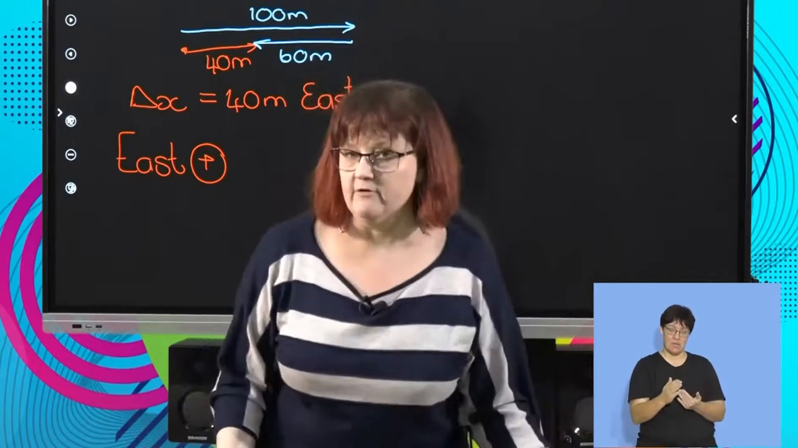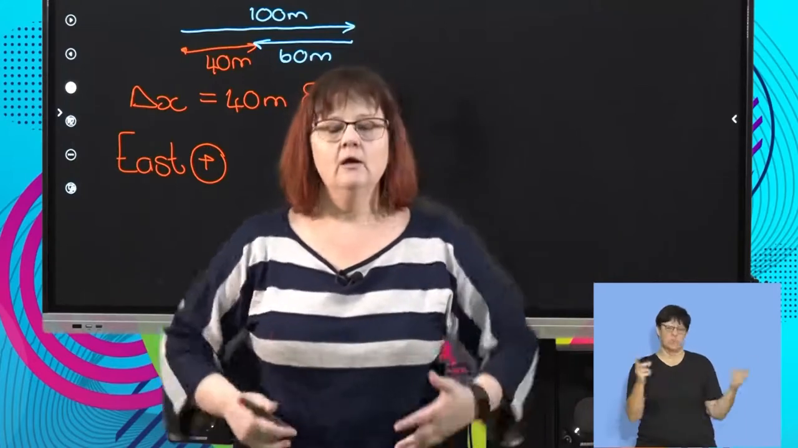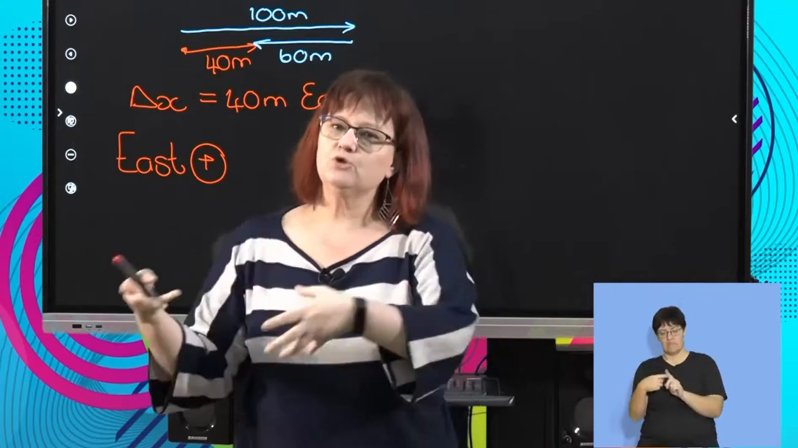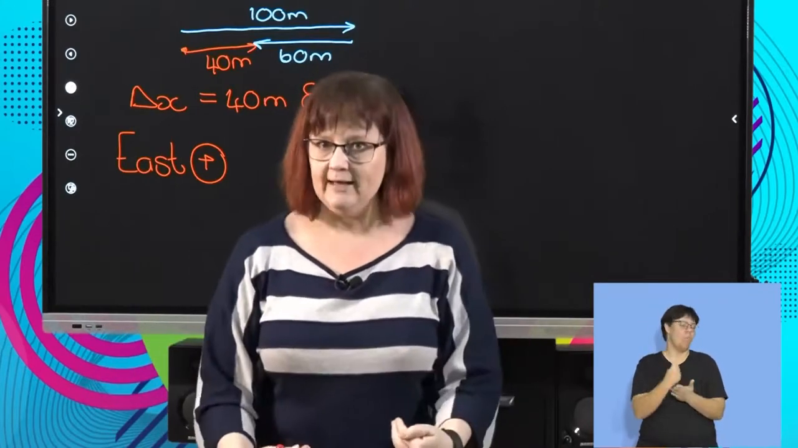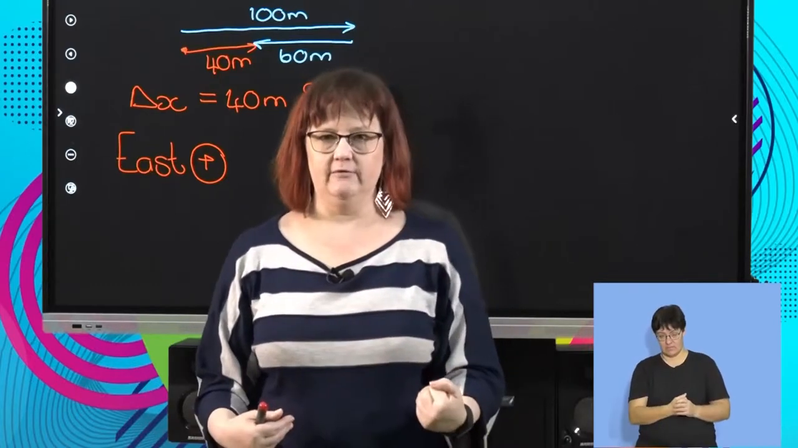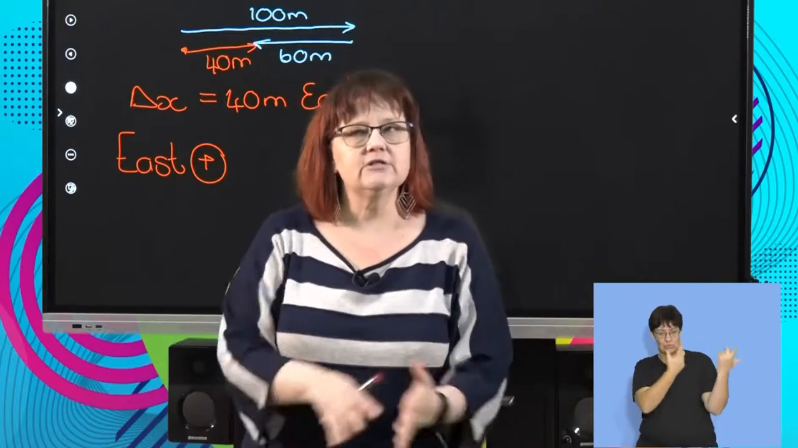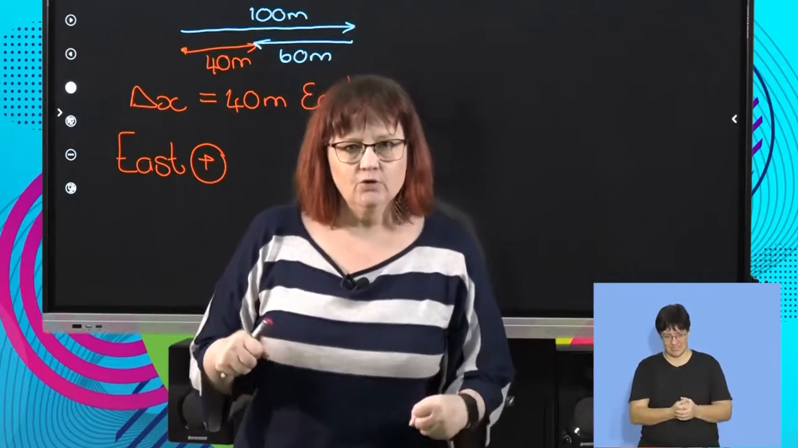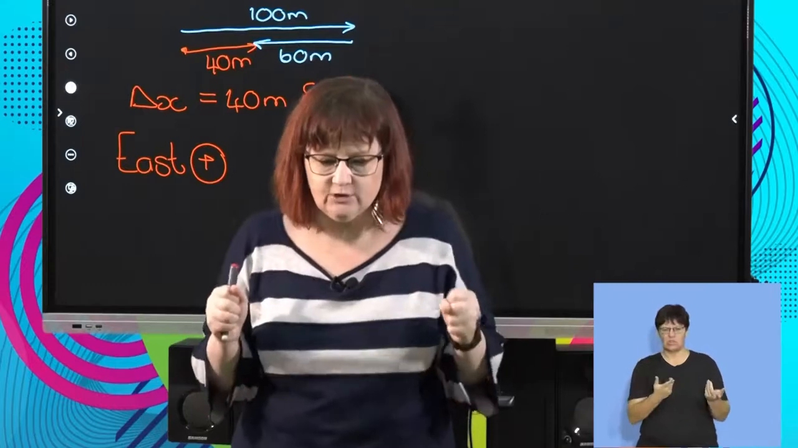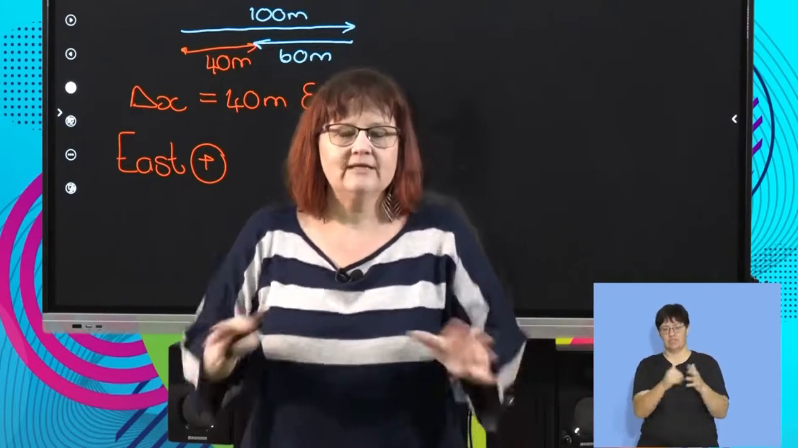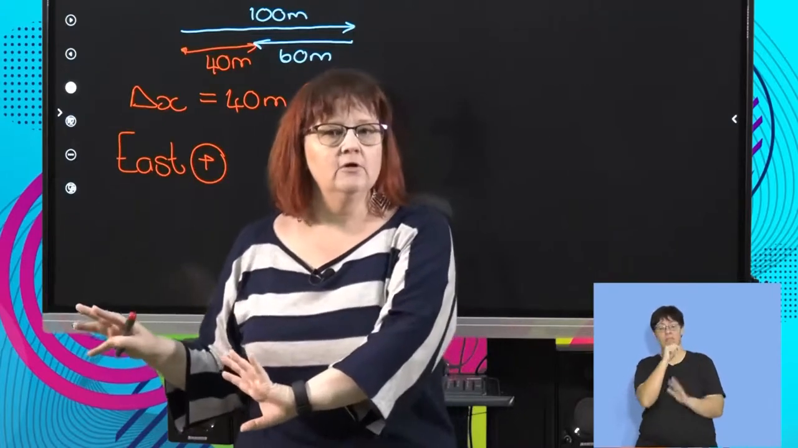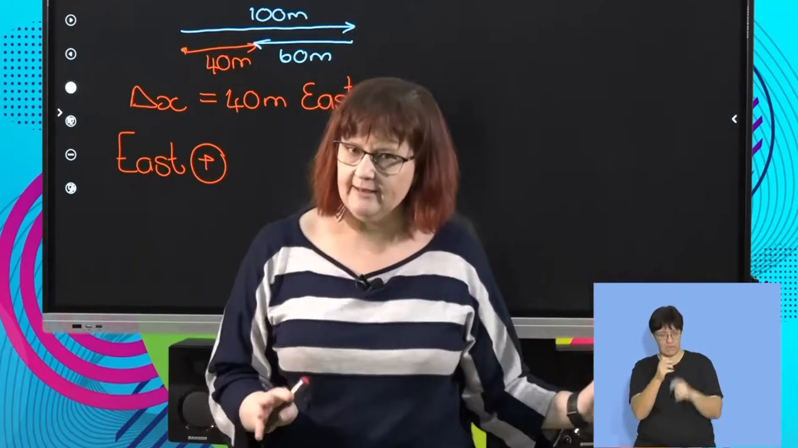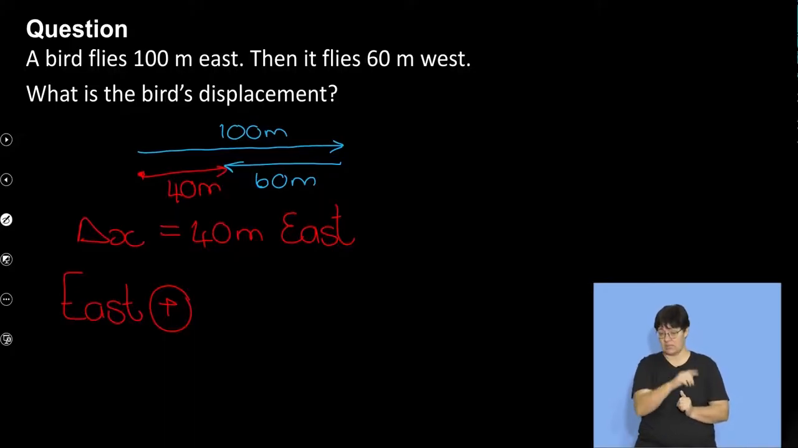Sometimes we're going to tell you what direction we want as positive, but most of the time we're not. You must choose one that makes sense to you. What I like to do is always choose my first direction as my positive direction. Because if I do my calculations the same way every single time, I'm not going to get confused. So I'm not going to spend time going, ooh, which direction must I choose? First one mentioned. It doesn't matter if your answer ends up being negative, because you can work out what that means, okay?